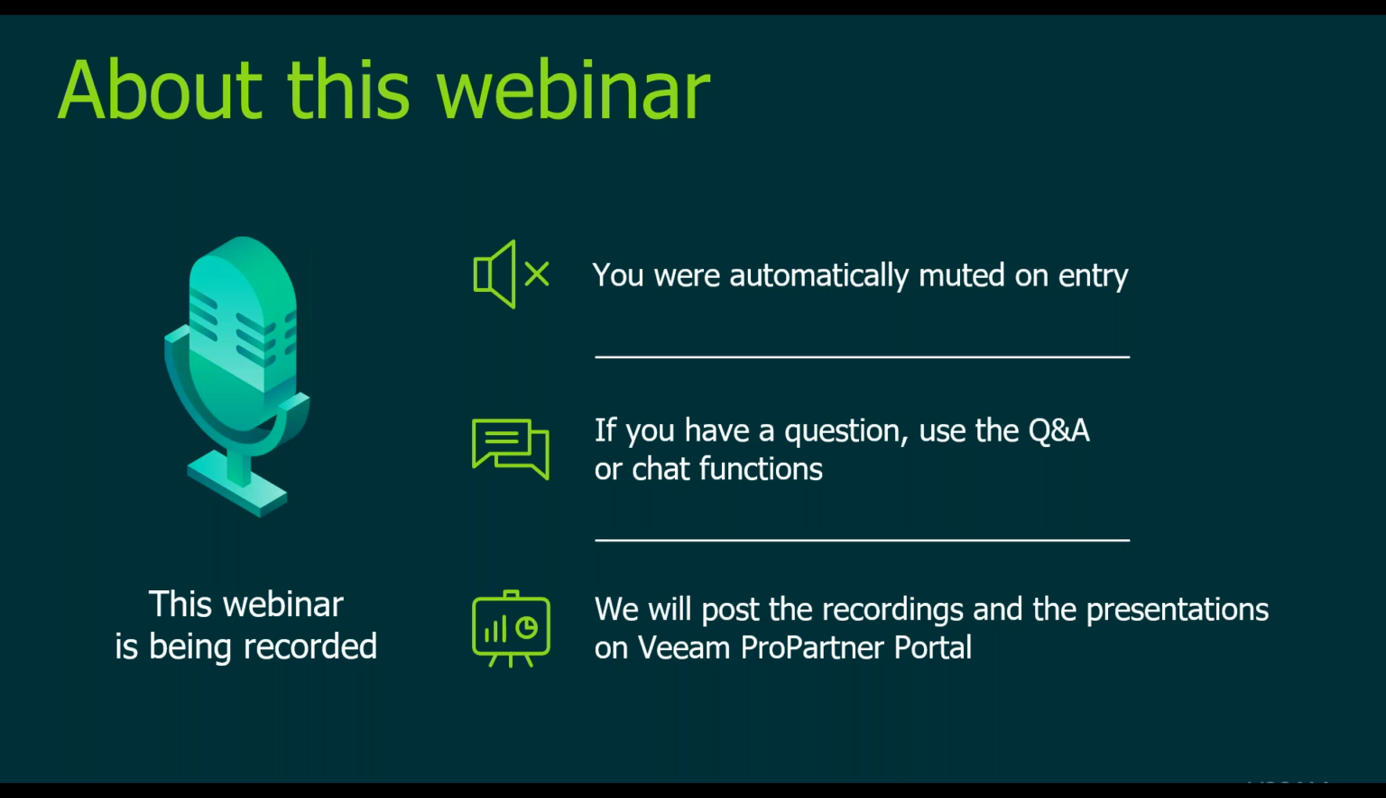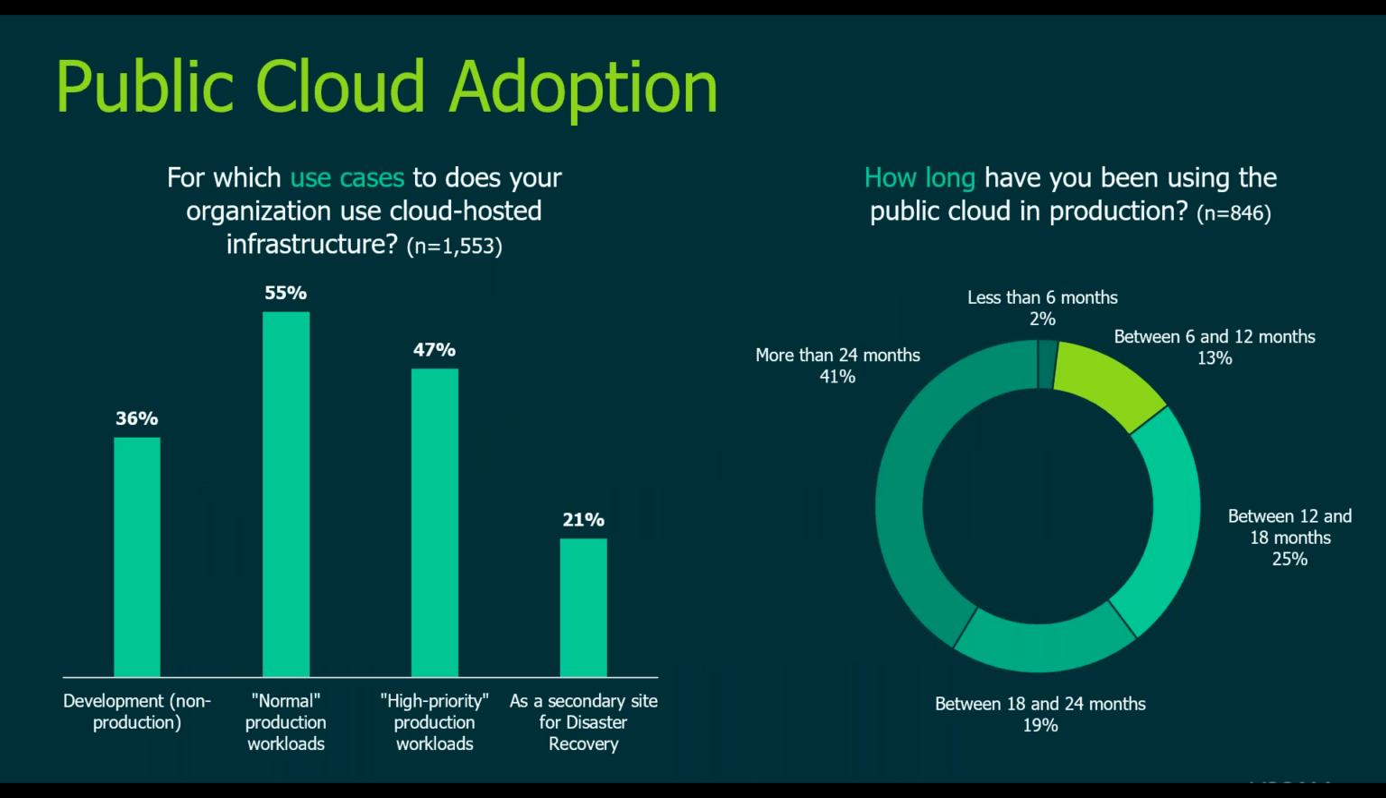Okay, let's move on to today's presentation. Before I move into the actual products, Veeam has done some surveys, and there's no surprise that the adoption of the cloud continues. If we look at these two sets of data from our CPTR, you will see that more than half of the organizations are using the public cloud for their production workload. What is really interesting is that as the cloud evolved to be more performant and more secure, almost half of the organizations are running their high priority tier 1 or tier 0 production workload there as well.